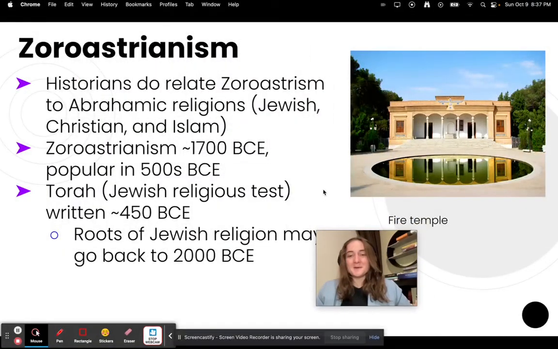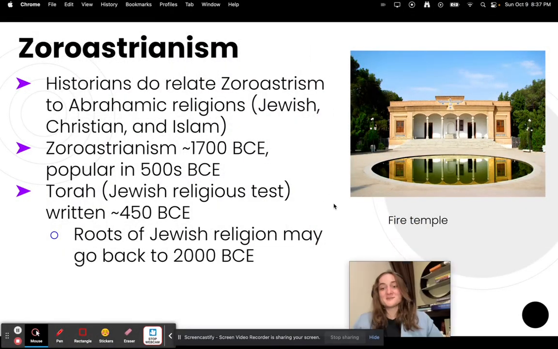All right, so we are not crazy. Historians do actually relate Zoroastrianism to Abrahamic religion. That's the Jewish, Christian, and Islam religions. Zoroastrianism again was created about 1700 BCE. Again, there's a little debate, but it was really popularized in the Persian Empire in about the 500s BCE.